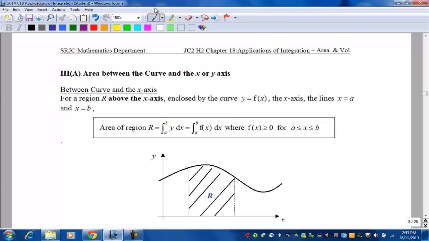So we'll first look at the area between the curve and the x-axis. For a region R above the x-axis, enclosed by the curve y equals f(x), the x-axis, and the lines x equals a and x equals b, the area of region R, which is essentially this shaded region, will be equivalent to the integral from a to b of y dx, which is equivalent to the integral from a to b of f(x) dx. So take note that the function f(x) has to be at least 0.